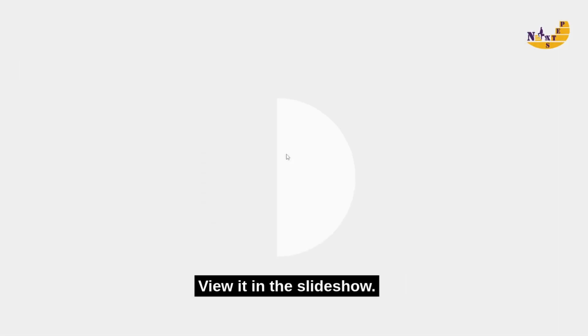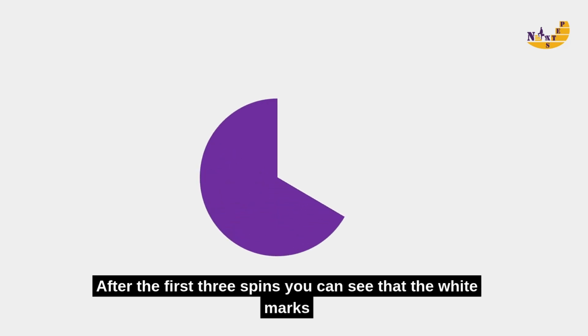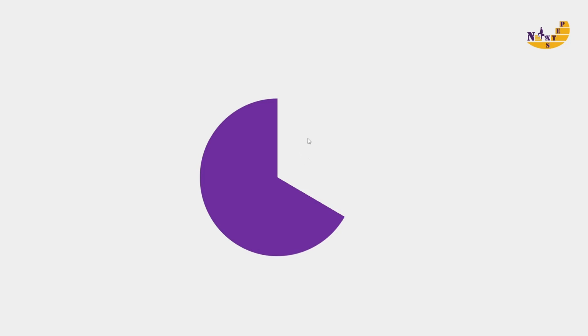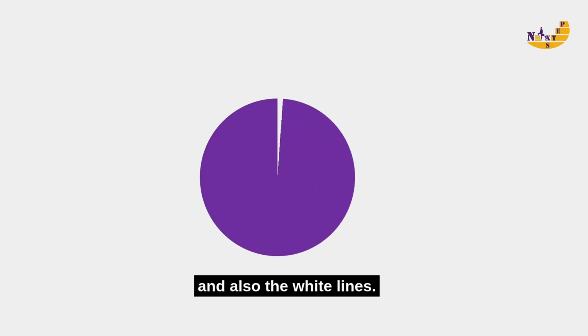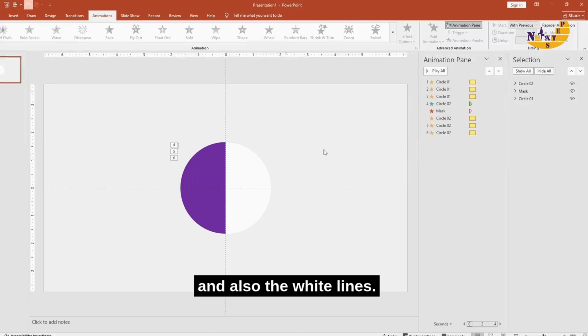View it in the slideshow. After the first 3 spins, you can see that the white marks disappear and also the white lines.